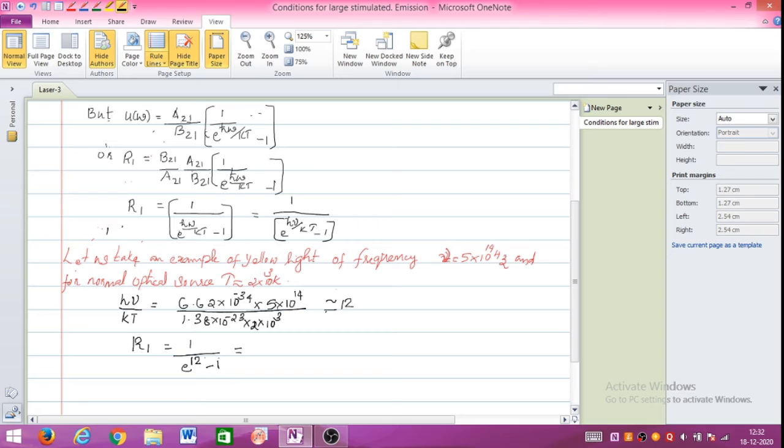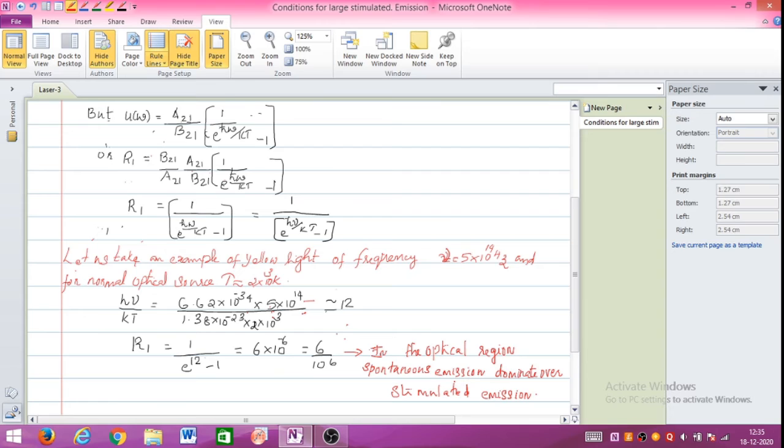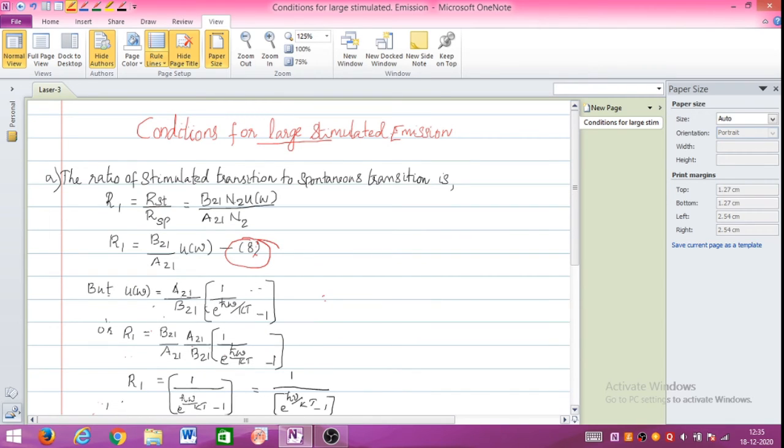That is, R1 equals 1 by e raised to 12 minus 1, which is equal to 6 into 10 raised to minus 6, that is 6 by 10 raised to 6. This result shows that in the optical region, spontaneous emission dominates over stimulated emission. Equation 8 shows that the light field intensity U omega present within the material needs to be enhanced if you want a large number of stimulated emissions.